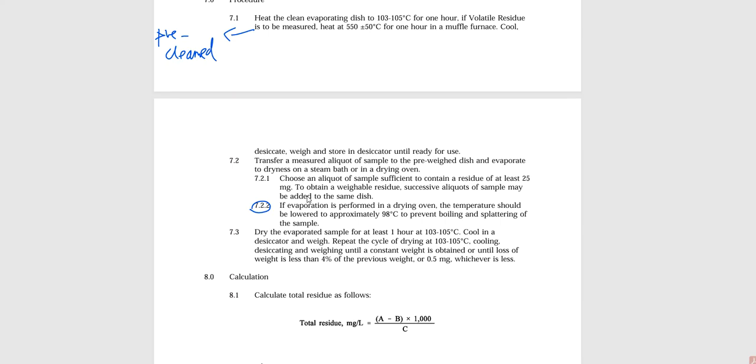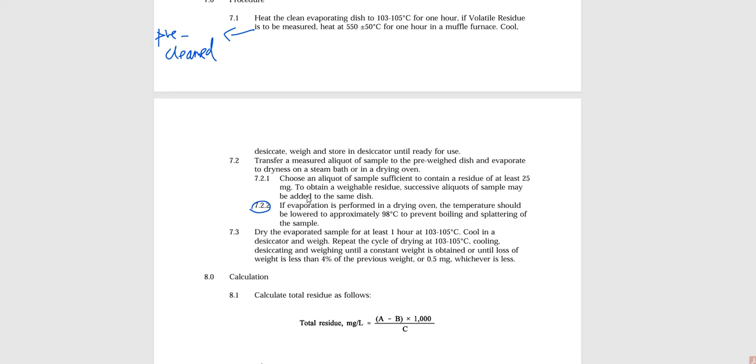7.3 says dry the evaporated sample for at least 1 hour. Oh no, another hour. Well, hopefully you're going to process all of these samples together in one run. So that way, when you walk over to our ovens, you're going to have the method 160.1 dish in the oven at the same time that you'll have the 160.3 dish in the oven. So that way you're really only waiting 1 hour for both of these to dry.